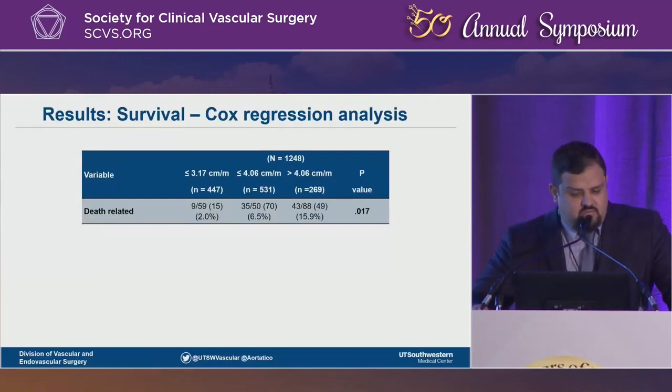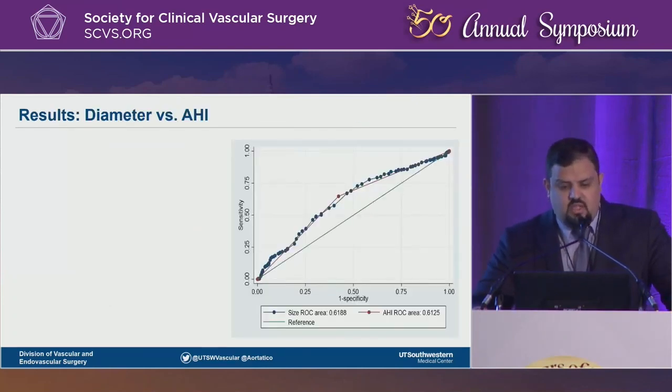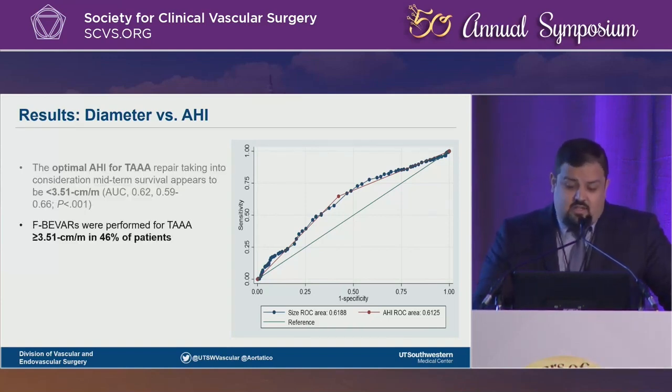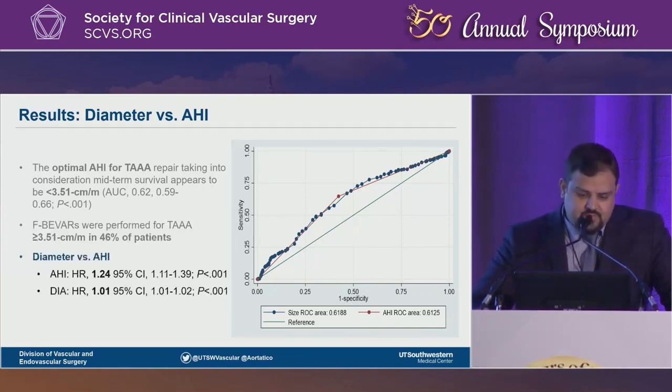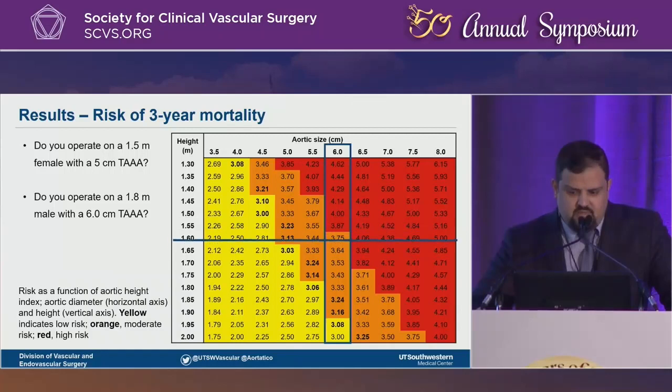We saw that also in the death-related analysis, and we determined with the Cox analysis that dialysis, COPD, and symptomatic status were related with reduced survival. Also, we did a comparison of the diameter and the aortic height index, finding that the optimal aortic height index for thoracoabdominal repair was less than 3.5. We determined that in our cohort, only 46% of the patients met that threshold. Also, we saw that aortic height index was slightly better than diameter alone. This nomogram helps you individualize the patient decision.